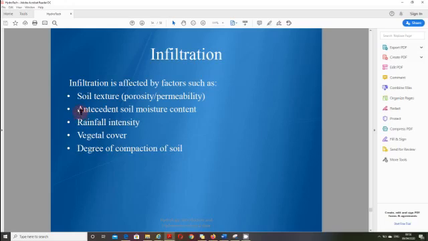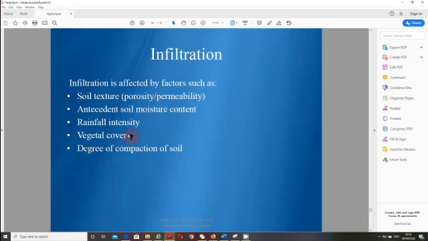The next point is antecedent soil moisture content, so the previous moisture content. If the ground is already saturated with some water, then the infiltration rate is very low. But if the ground is dry, I'm assuming the last rain was 6 months ago, the initial infiltration rate will be very high until saturation conditions are reached. But if the ground was already wetted a few days ago through rainfall, then you're going to have a slow rate of infiltration. It also depends on rainfall intensity. The higher the rainfall intensity, the higher the infiltration capacity or the infiltration rate.